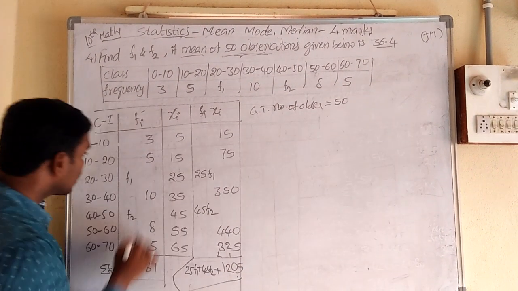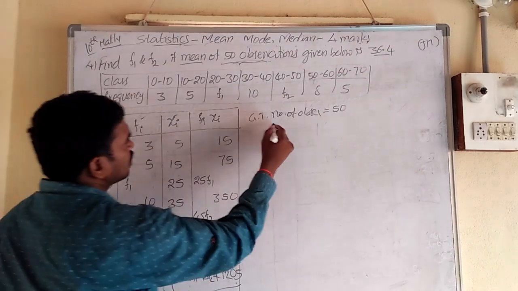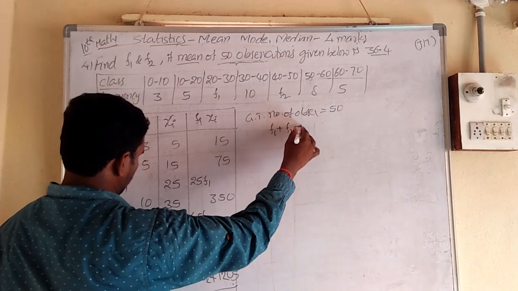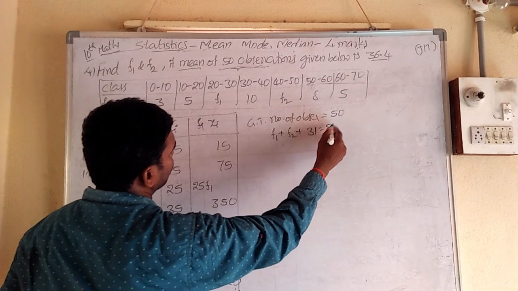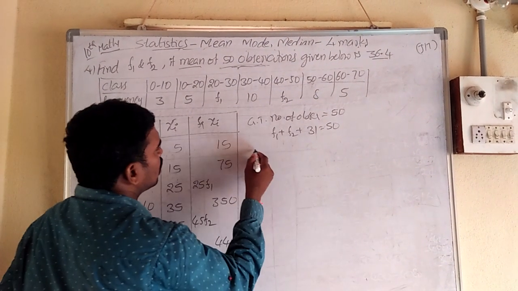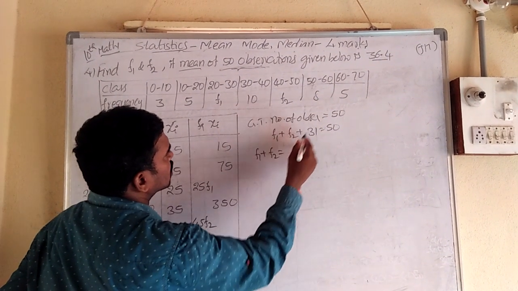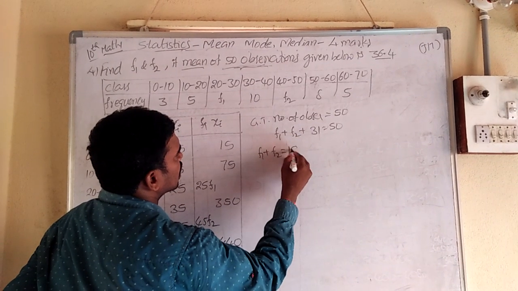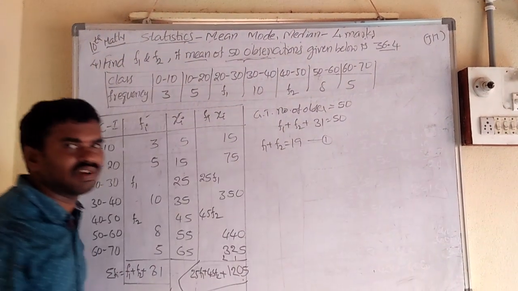So here the number of observations is f1 plus f2 plus 31, which is equal to 50. Therefore f1 plus f2 equals 31, sending it to the right side, 50 minus 31 is 19. So we take this as equation 1.